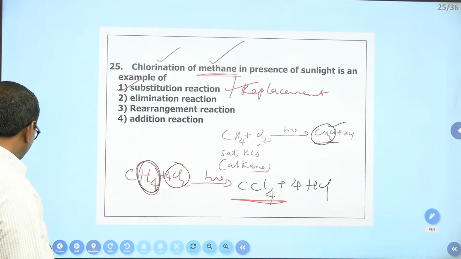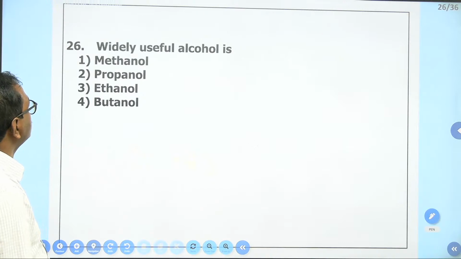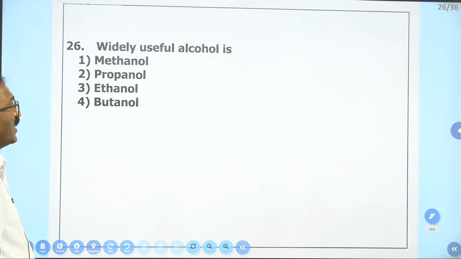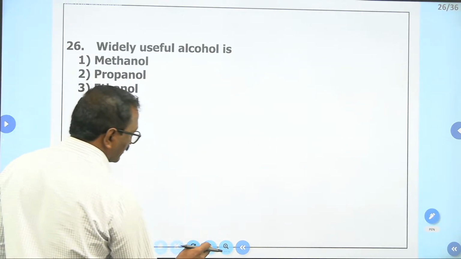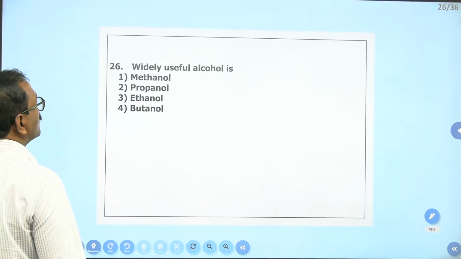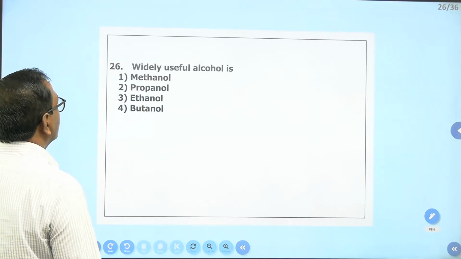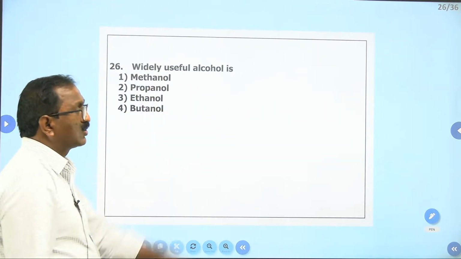Now, next question here. Widely useful alcohol. What is this? Widely useful alcohol here means the most useful alcohol, you can say.